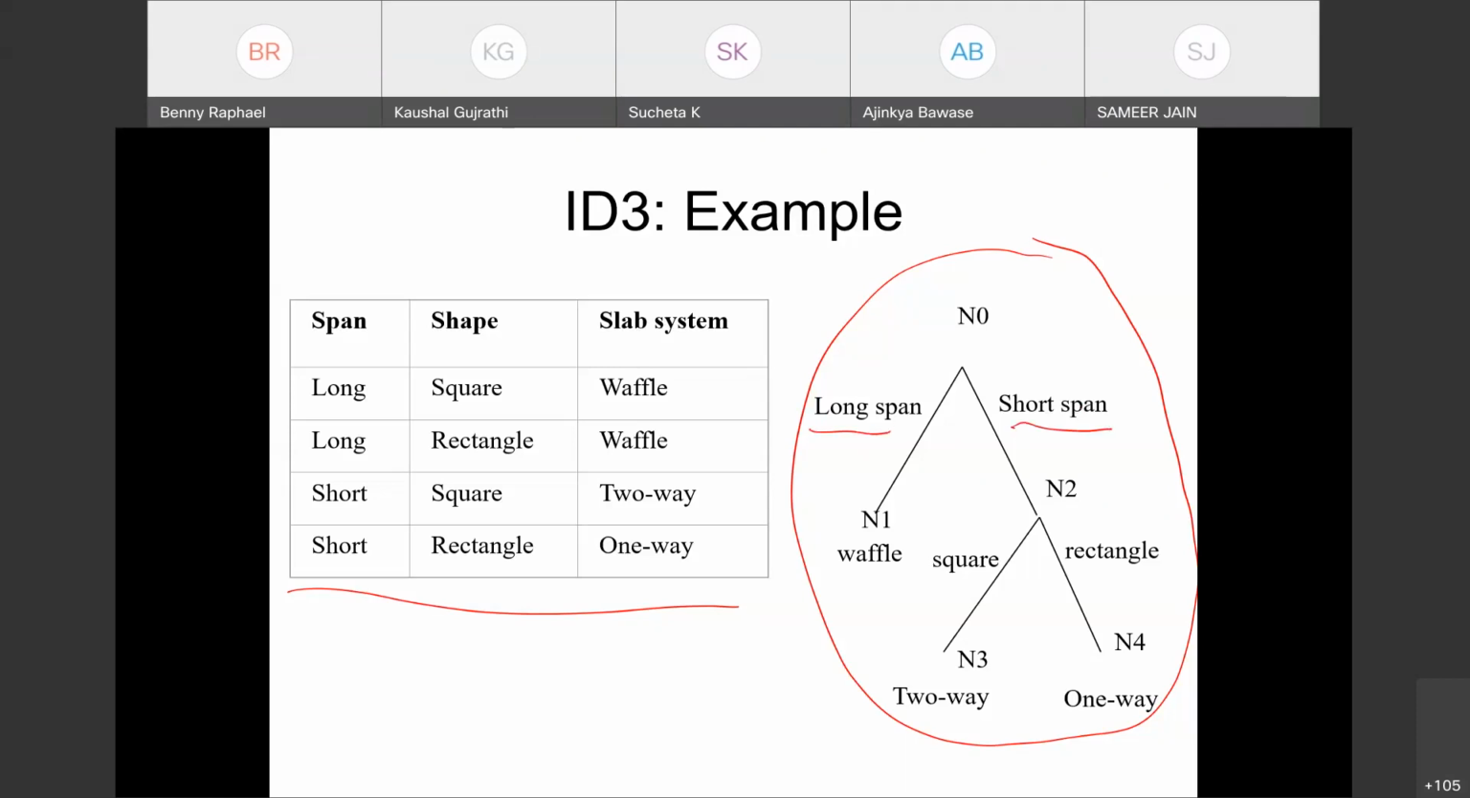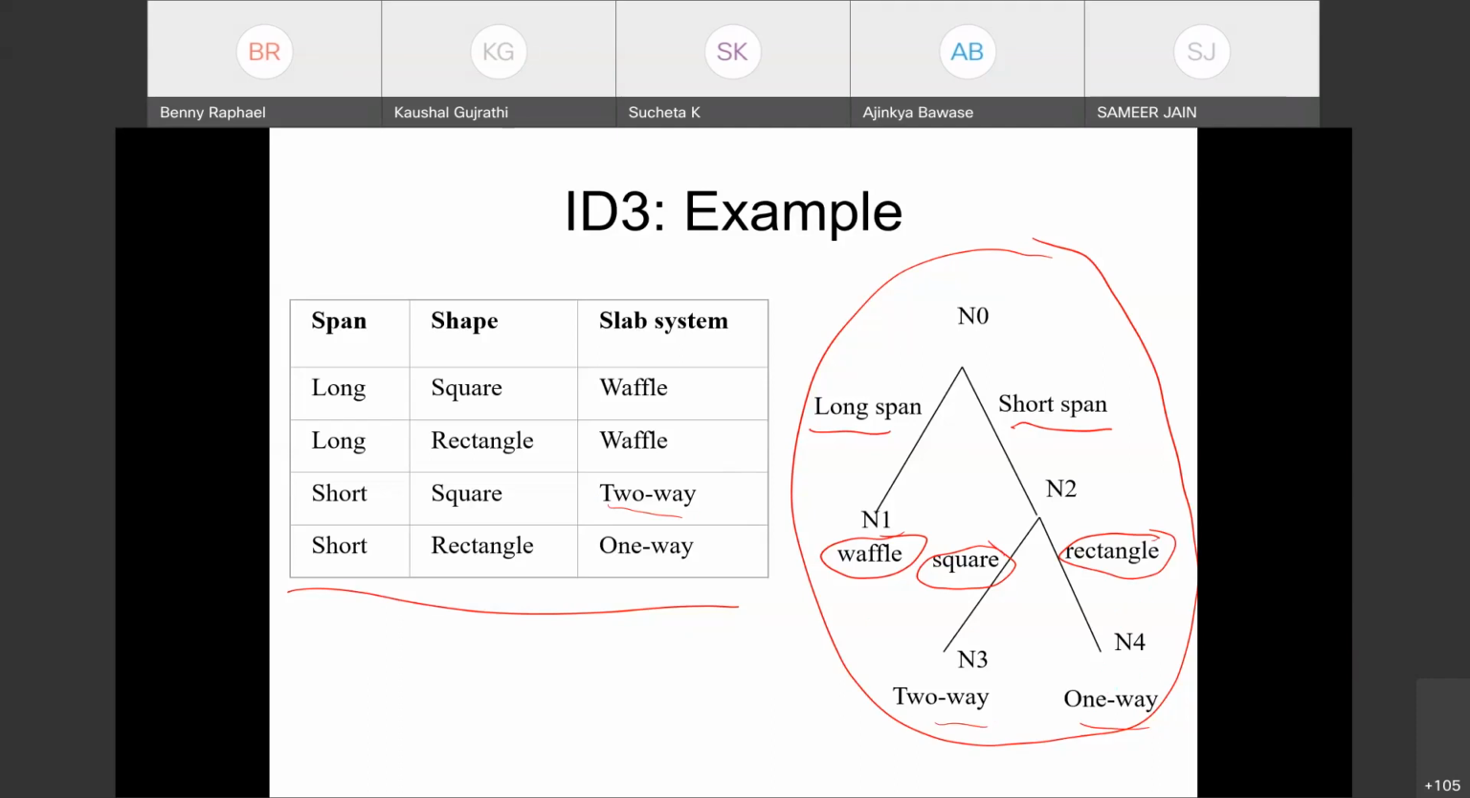And long span, if it is long span, you see that the slab system is always a waffle slab. If it is a short span, again, you need to subdivide it into subsets based on the next variable, which is the shape. The shape can be square or rectangle. And if it is a square, you see that the slab system is two-way. If it is rectangle, it is one-way. So you form a decision tree which matches this data set.